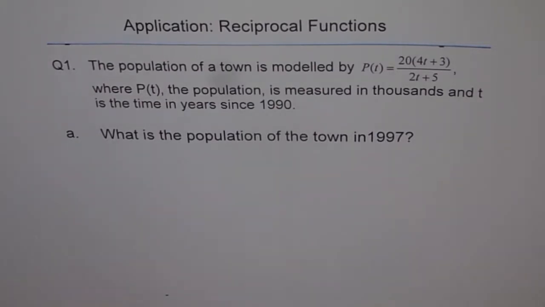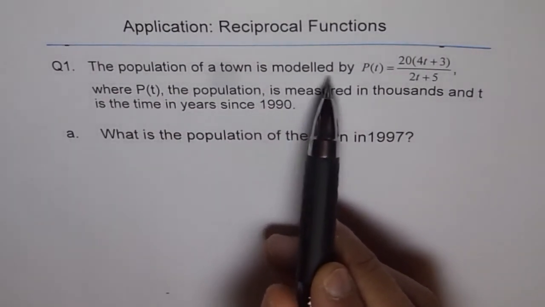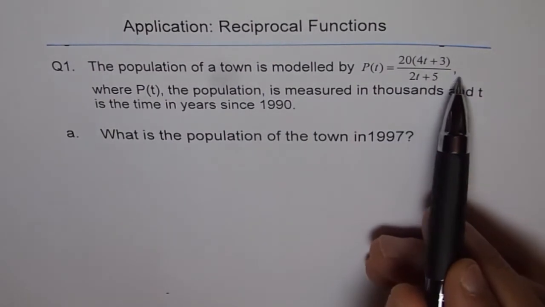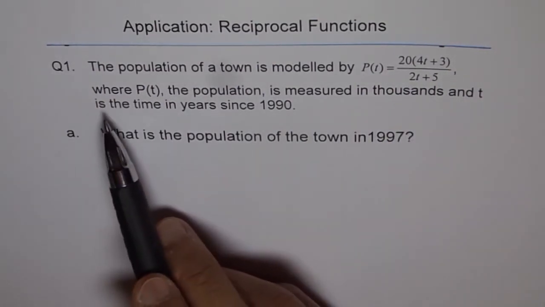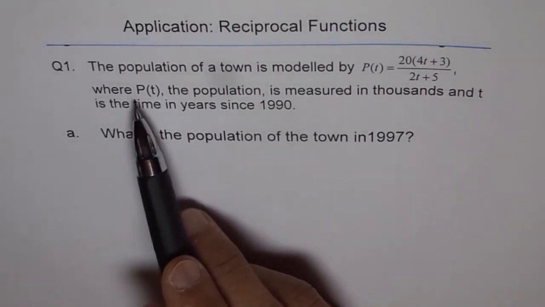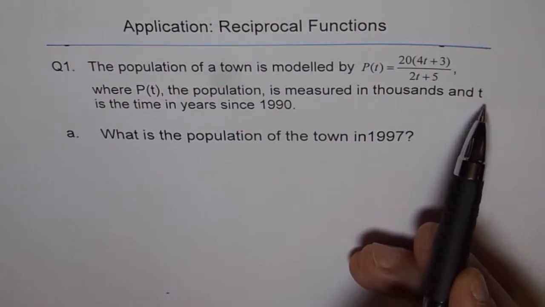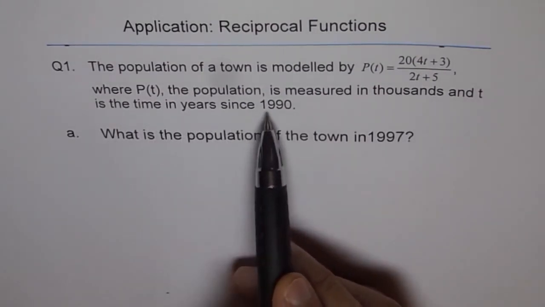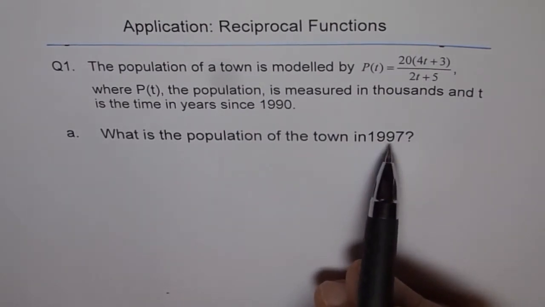The question given to us is, the population of a town is modeled by P of t equals 20 times (4t plus 3) divided by (2t plus 5), where the population P of t is measured in thousands and t is the time since 1990. What is the population of the town in 1997?